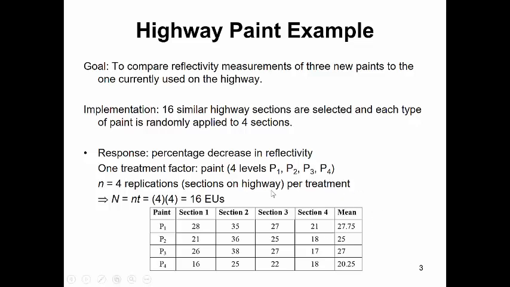Again, with a completely randomized design, you'll notice that we have a treatment factor here, and we're looking at a response, a measurement here, and this reflectivity measurement is measured on a continuous scale. Just looking at this, we can see that for the different sections of road that received paint 1, we have values of 27.75, 25, 27, and 20.25. One of our goals is to see if there is a difference across the type of paint in terms of the reflectivity measurement. So this pushes us directly to what we talked about in Stat 5615, the one-way ANOVA.